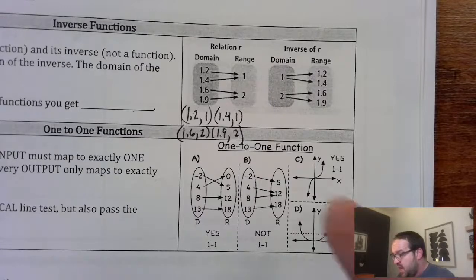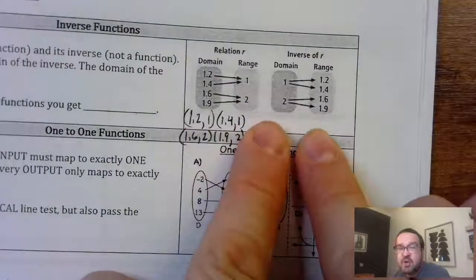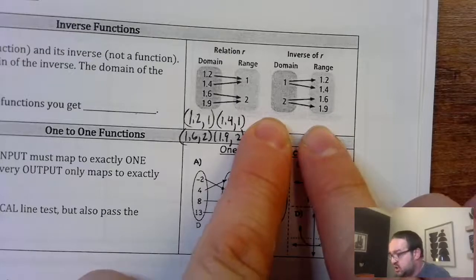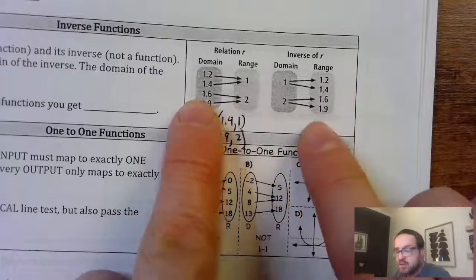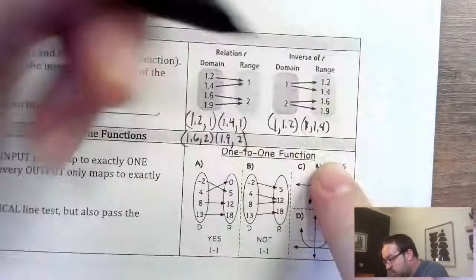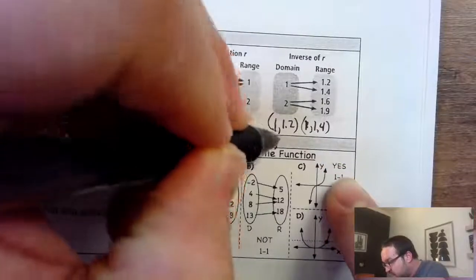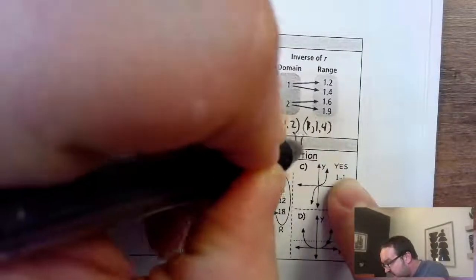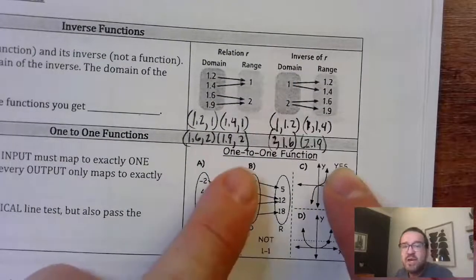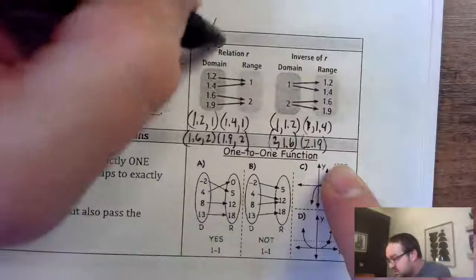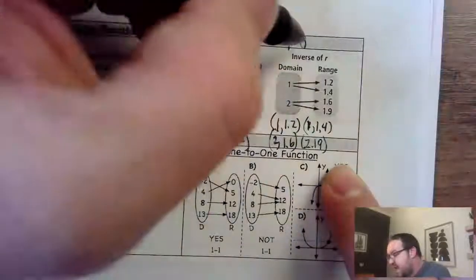However, when we look at the inverse, notice they just took the x and the y and switched the order. The range becomes the domain, and the domain becomes the range. Now, think about how this is oriented. If I write the 4 points again, it's (1, 1.2)... the points are (1, 1.4), (2, 1.6), and (2, 1.9). This one is not a function.